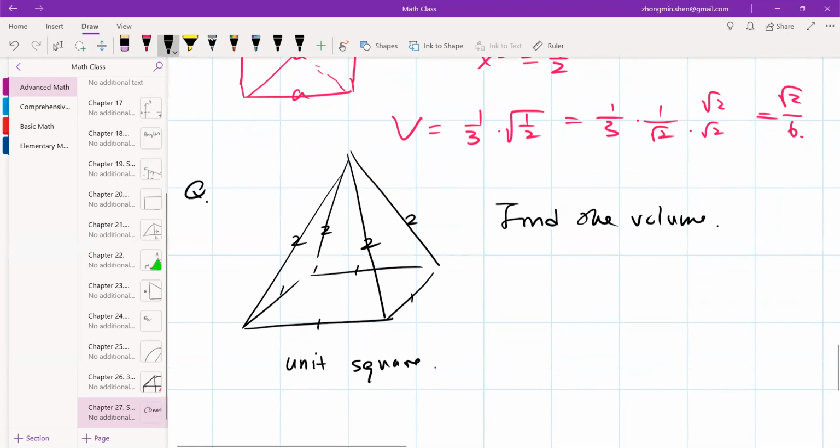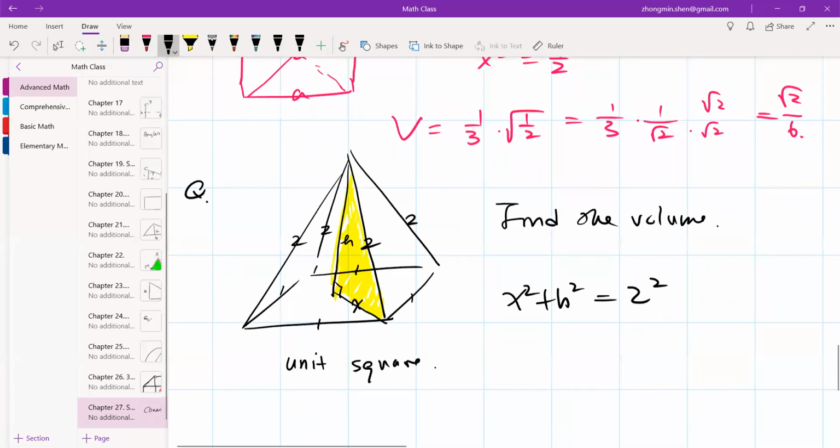Okay, so the idea is just to find the height. This time I'm going to use the same idea. This is the right triangle sitting there. So this is the x, right? So x squared plus h squared equals 2 squared. It's clear.